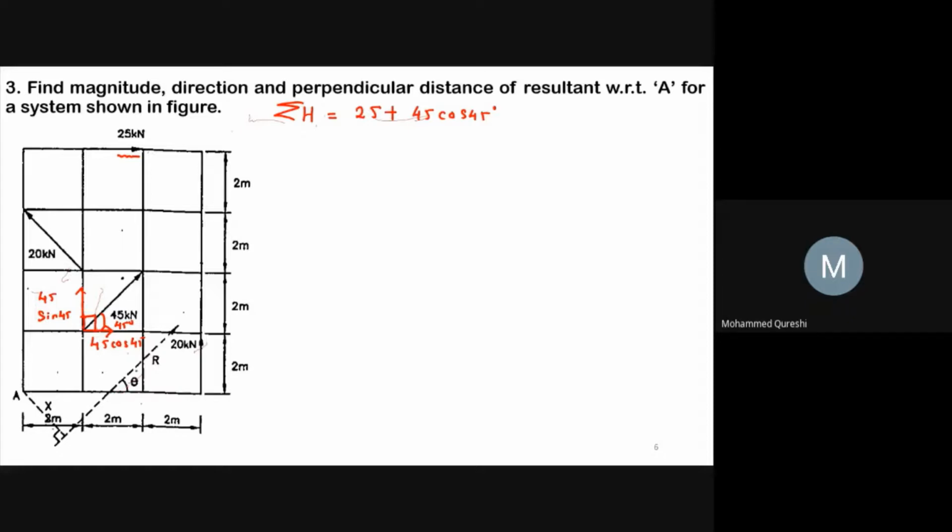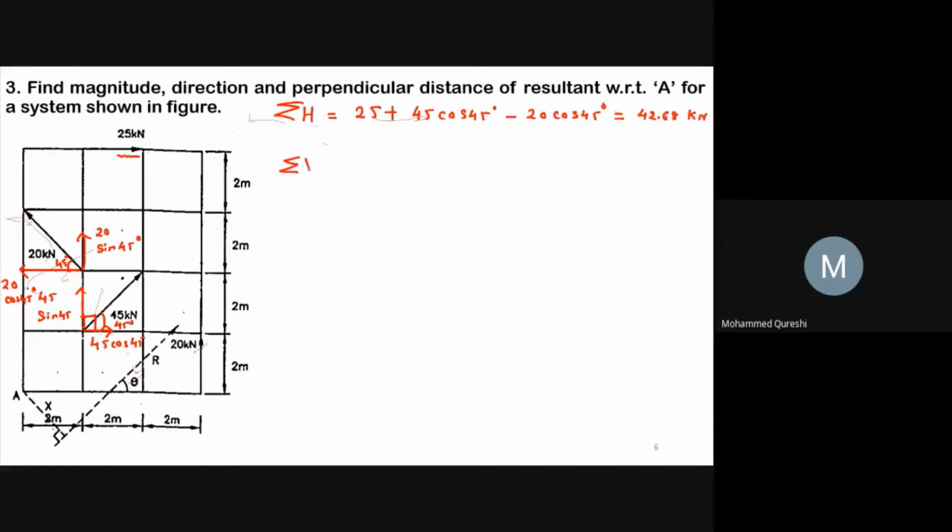Then 20 kilonewton over here. The total is 90 degree, hence the half portion will be 45 degree. So 20 cos 45, and this will be your 20 sin 45 degree, and it is going towards negative x-axis, hence it will be minus 20 cos 45 degree. After solving this you will get sigma H as 42.68 kilonewton.